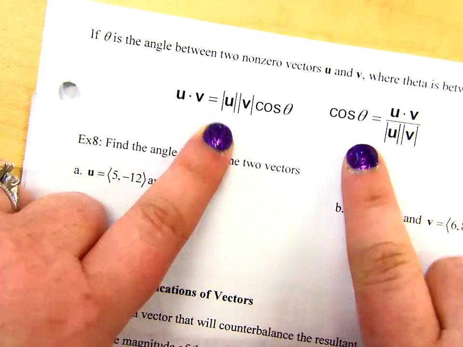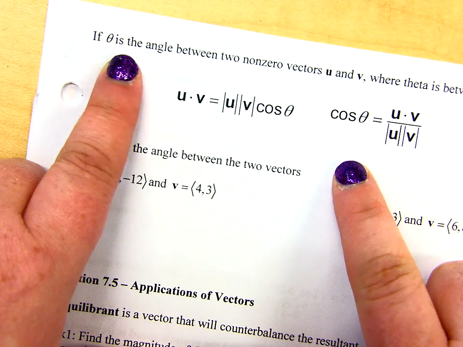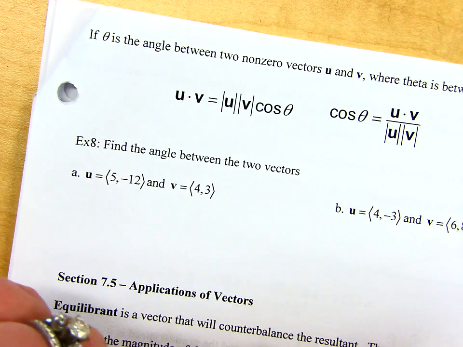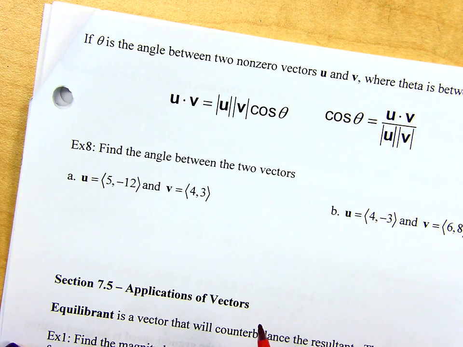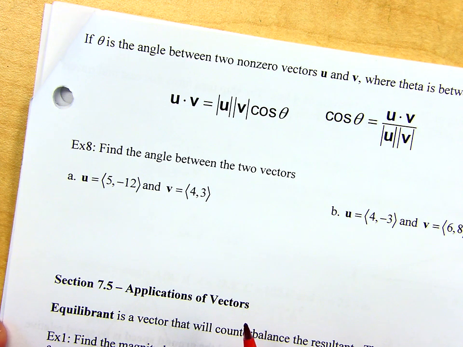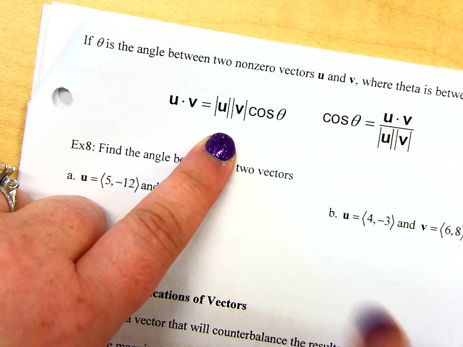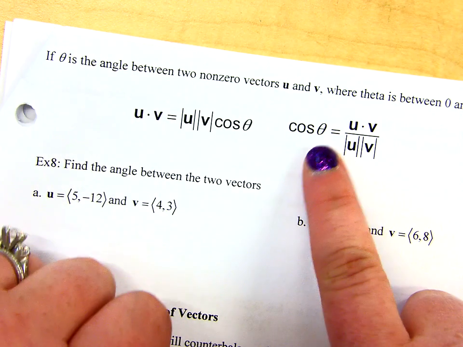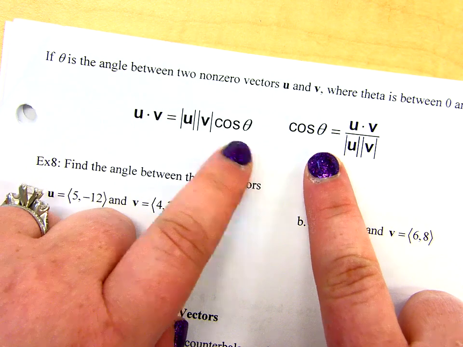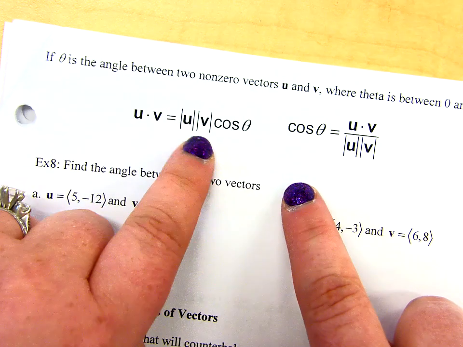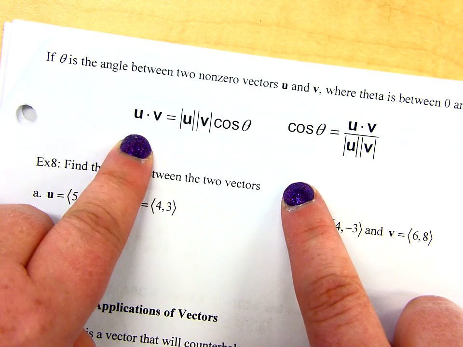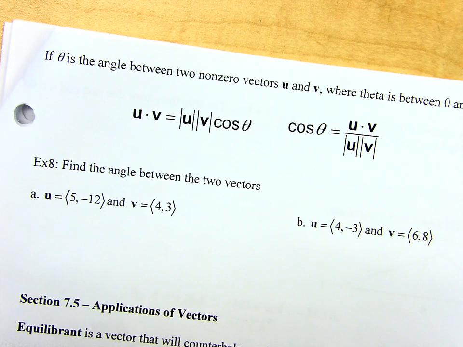We have some new formulas here. If theta is the angle between two non-zero vectors, u and v, where theta is between 0 and 180 inclusive, then these following formulas hold true. They're the same formula, it's just that this one is solved for cosine of theta. See that? They just divided by the magnitude of u and v. So, same thing, it doesn't matter which one you're using.